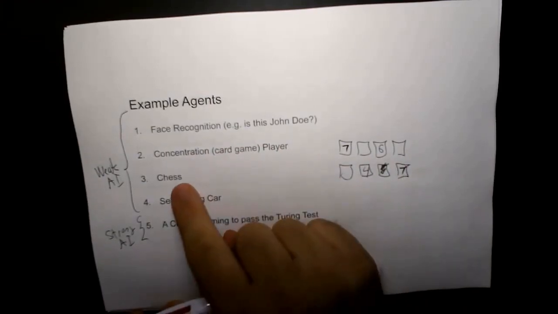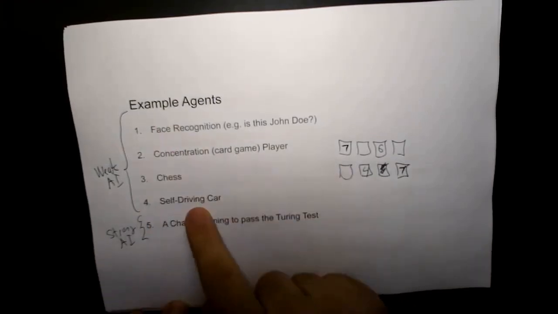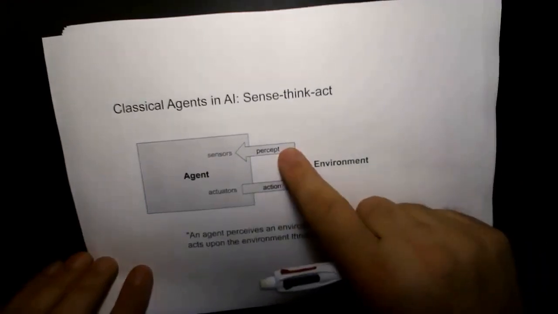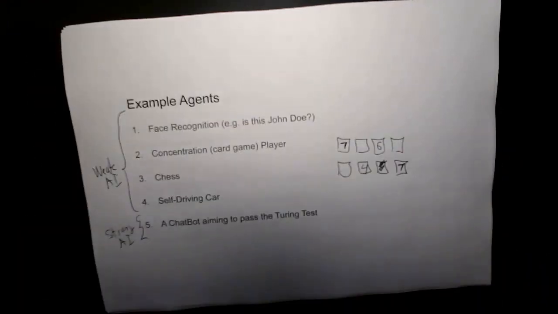Then we have chess. Of course, we all know what chess is. This adversarial game back and forth. And then let's hop up to something a bit more extended, and that is a self-driving car. In this case, we're talking about a very rich set of percepts and actions for the self-driving car.